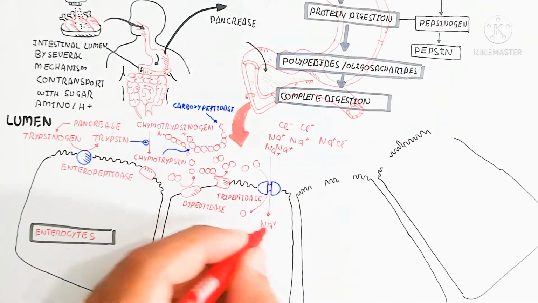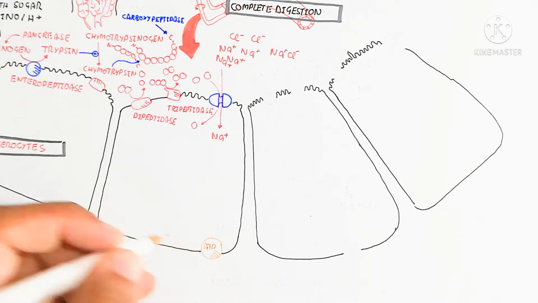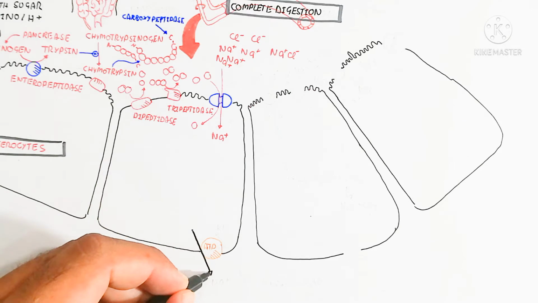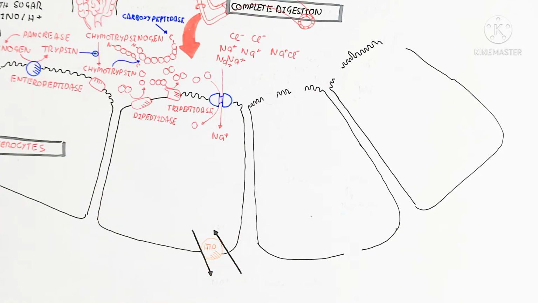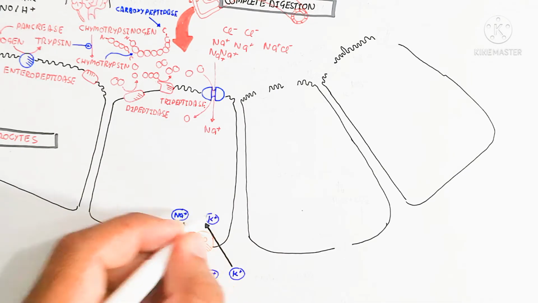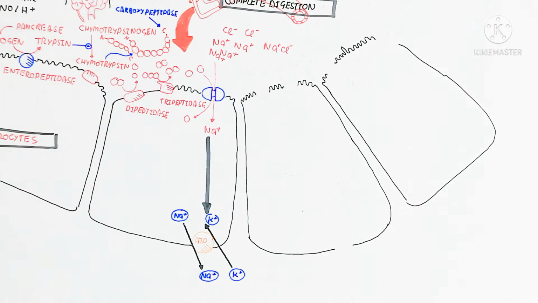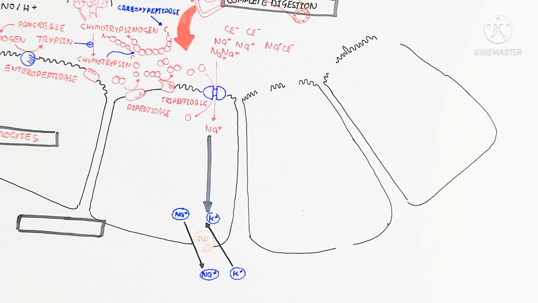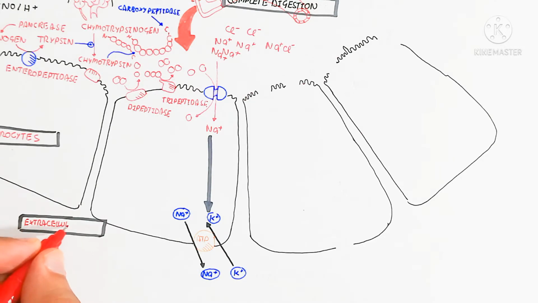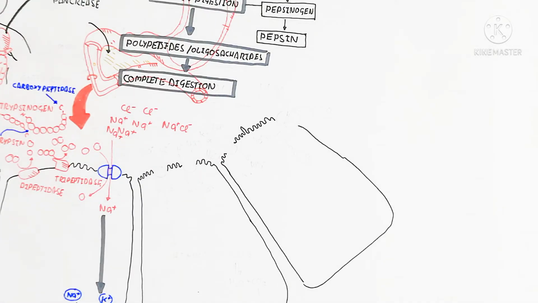After this they move in with sodium co-transport, meaning sodium moves inside due to the amino acid movement inside. An important thing is that tripeptidase and dipeptidase are brush border enzymes that convert the tripeptide into the dipeptide and single amino acids. The sodium then moves inside and into the interstitial space, basically the extracellular fluid, with exchange of potassium using the ATPase pump.